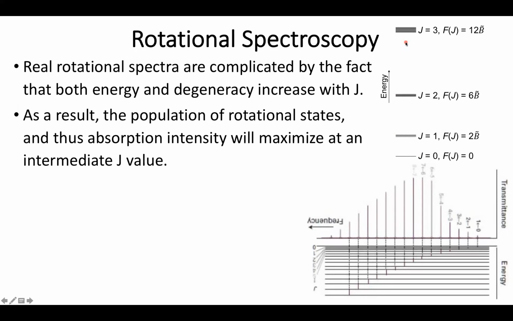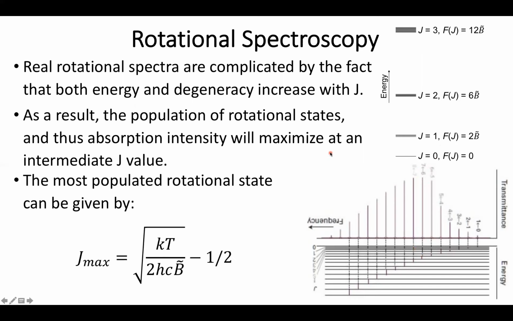Now, this means that according to statistical mechanics, I'm going to see an increase in the population of my rotational states as I go up in J values until essentially the energy difference overwhelms the increase in degeneracy. So in practice, we tend to find that the most commonly occupied rotational states are those with an intermediate J value. Now, trying to determine which one of these J values is going to be the most common and consequently should have the largest intensity, we need to use a little bit of statistical mechanics.